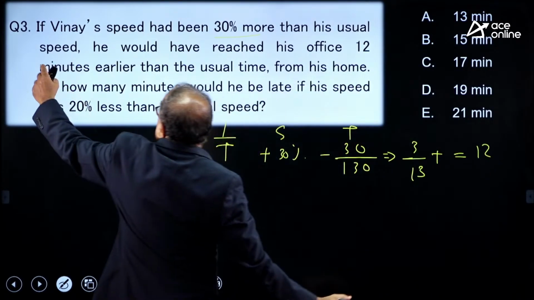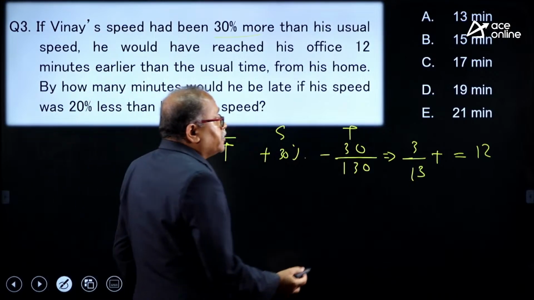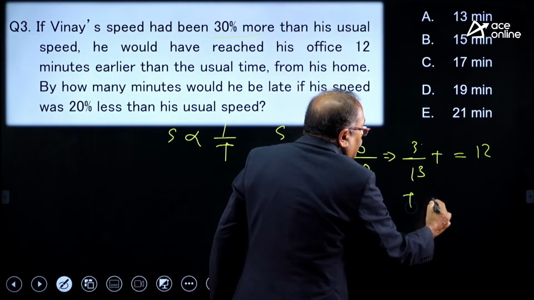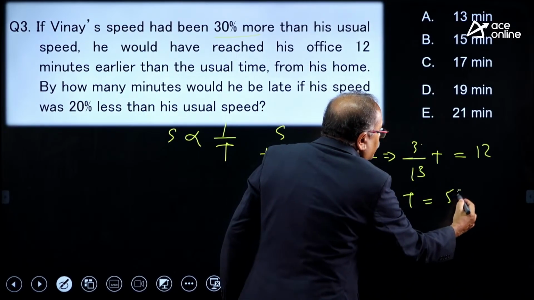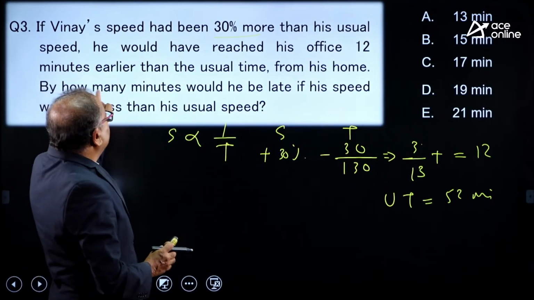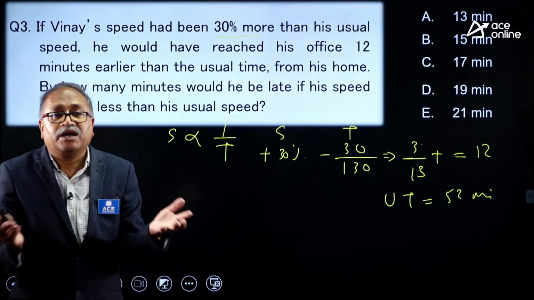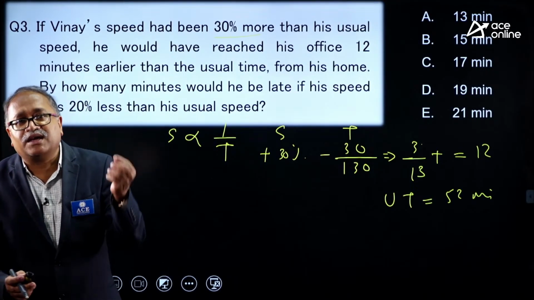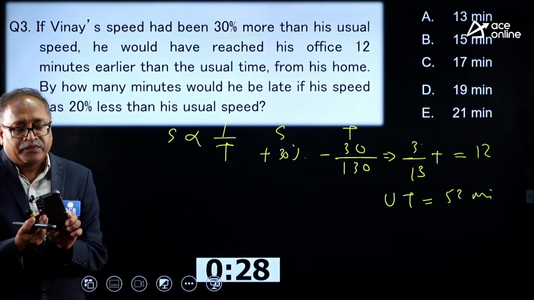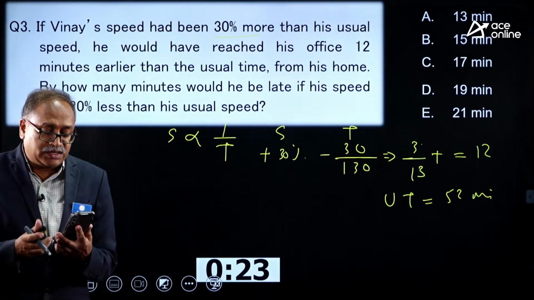Is it 12 minutes? Yeah, that is right. So, can I find out the usual time? Yes, we can find out the usual time. Cancel these 2, 4 and 13, 4 is 52. So, the usual time is 52 minutes. Now, if the speed is decreased by 20%, he will be late by how much time? Here I will give 30 seconds for you to answer, my dear friends. Come on, I am sure many of you will be able to answer it.